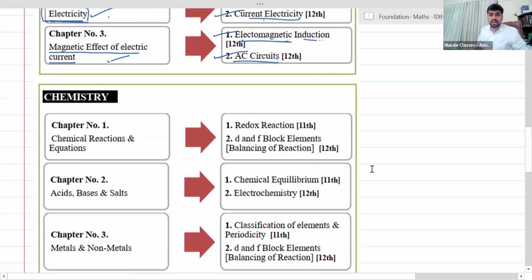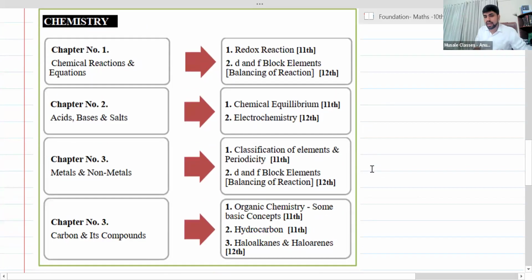Okay. Moving ahead, children, again, like 9th and 10th standard chemistry. 9th standard chemistry is again repeated in 11th standard, and 10th standard chemistry is again repeated in 12th standard. All right. So very important topics.